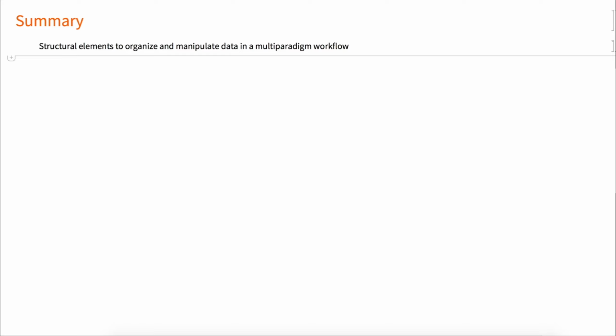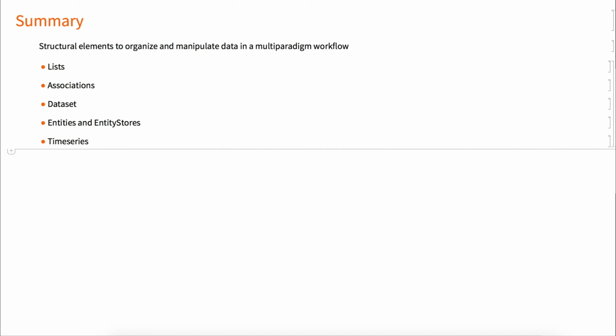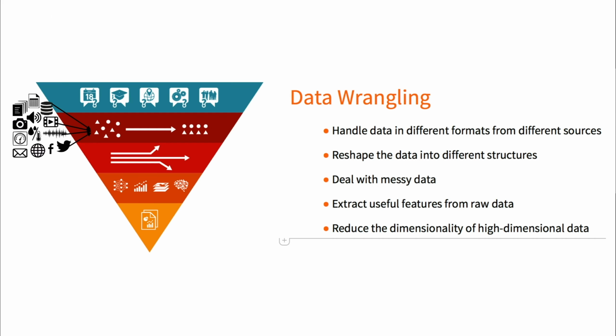In summary, we covered various structural elements that can be used in a multi-paradigm workflow to organize and work with data. We looked at lists, associations, datasets, time series, and entity stores. We also looked at using the Wolfram Data Framework to enrich raw data semantically, a useful step towards preparing a structured computable dataset as the end product of the data wrangling stage of the multi-paradigm workflow.